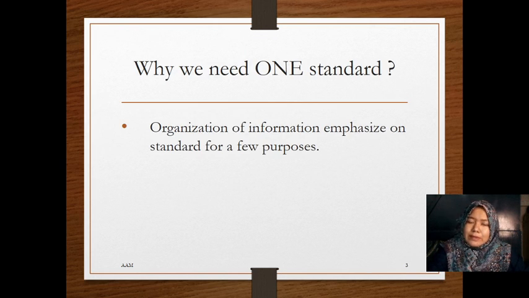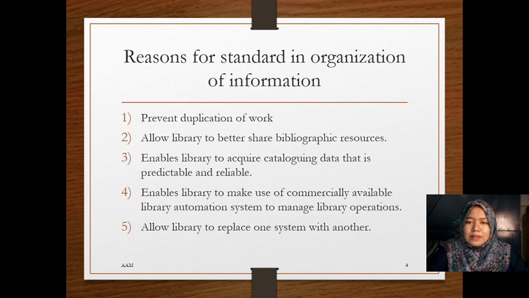So why do we need one standard? Because we want to emphasize standards for the organization of information for a few purposes. This is the reason why we want standards in the organization of information. First, we want to prevent duplication of work. When we have a standardized description for all materials, we can trace them. If we have two of the same item, for example, we can detect the duplication of work.